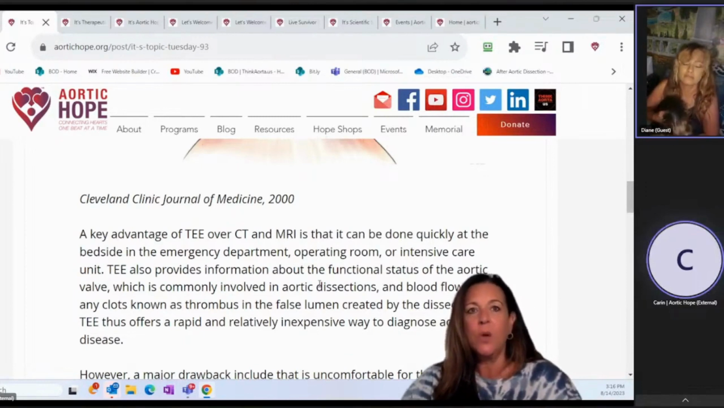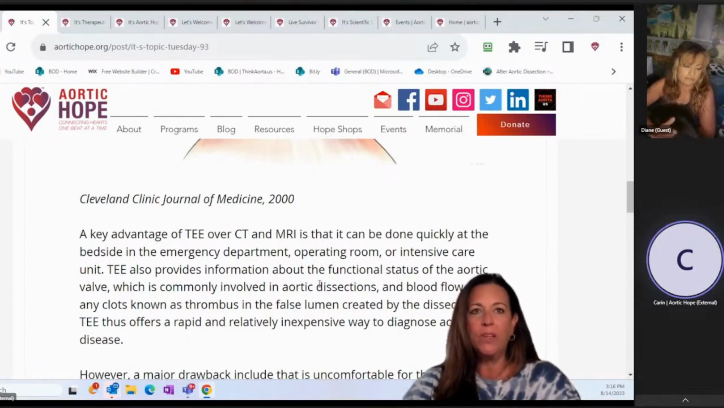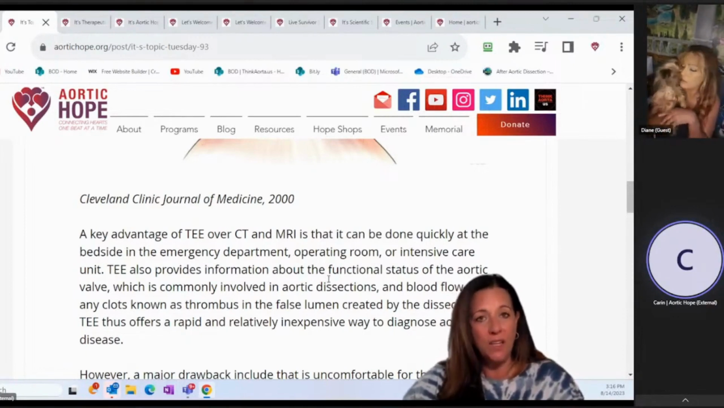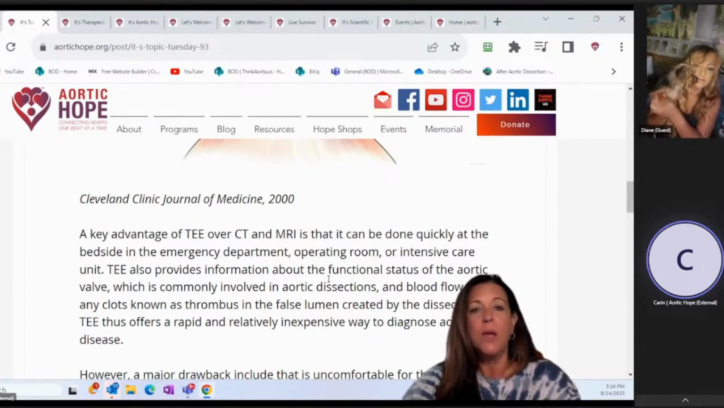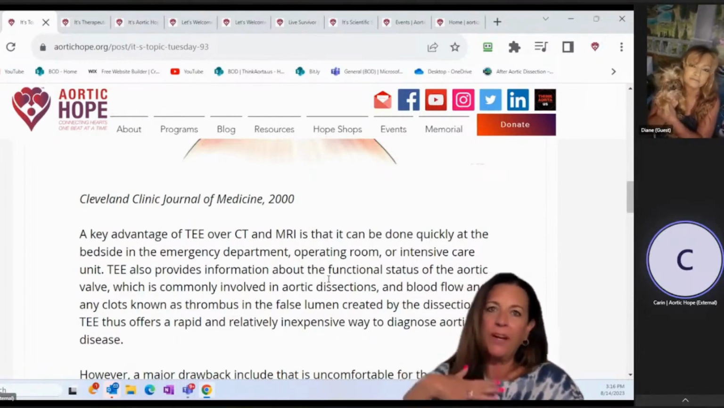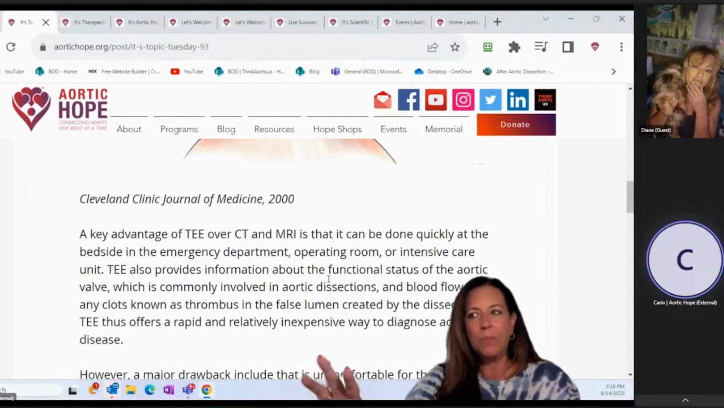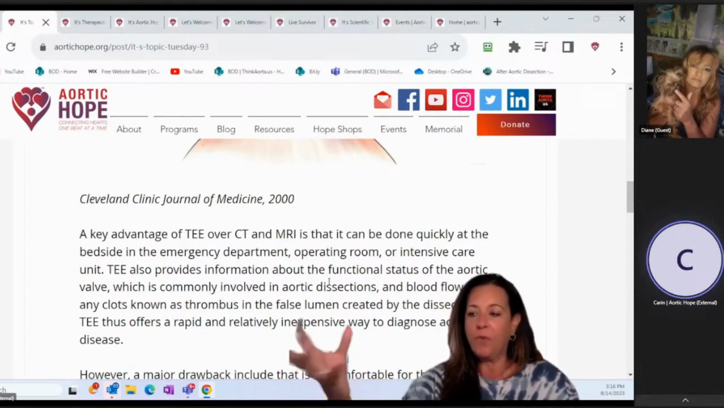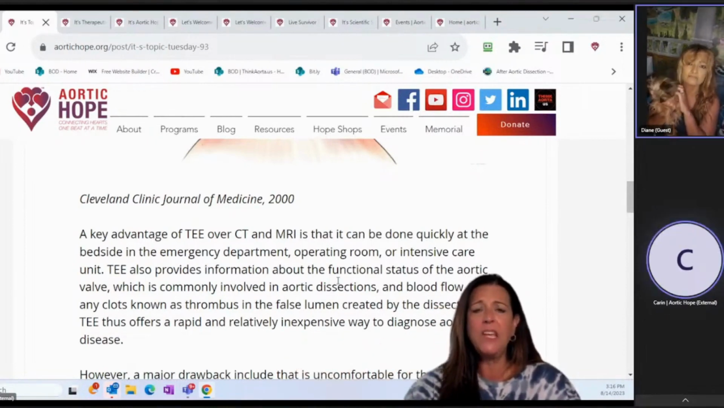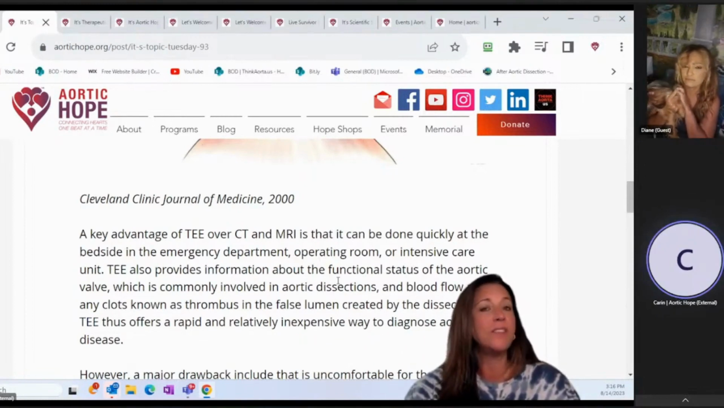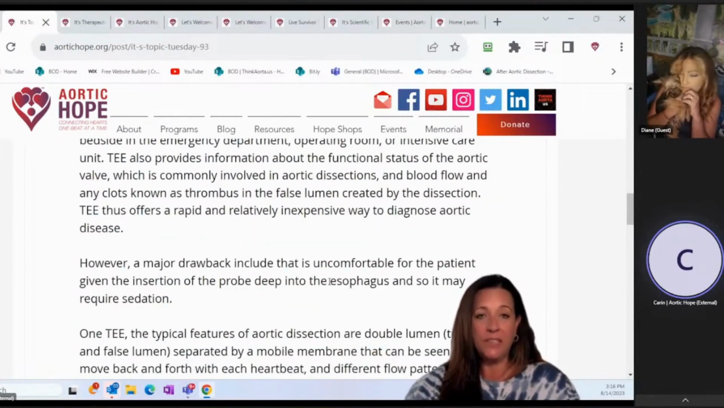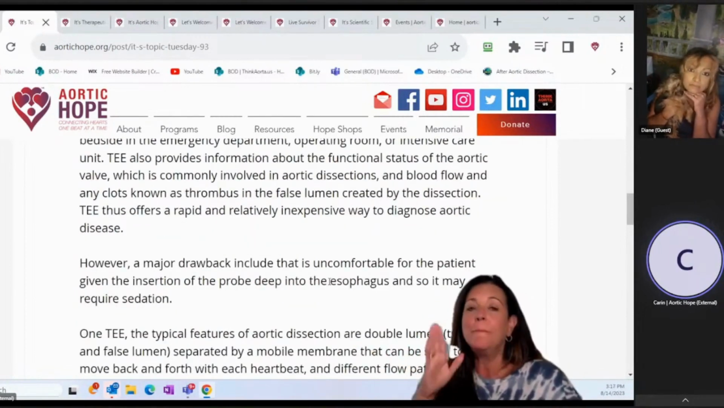It also provides a lot of information about the functional status of your aortic valve, which I know can be seen in your echoes, but this can give even more detailed information about how your valve is operating and how it might play a part with the aortic dissection and the blood flow and any clots, the thrombosis, that we talk about that form in the false lumen. TEE also offers a rapid and relatively inexpensive way to diagnose aortic disease. So that's another key point too. It's definitely less expensive than your CT or MRI.